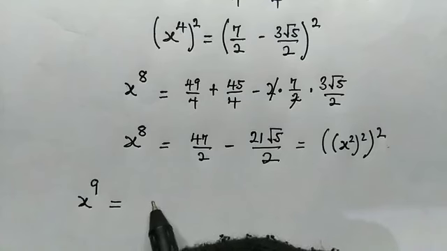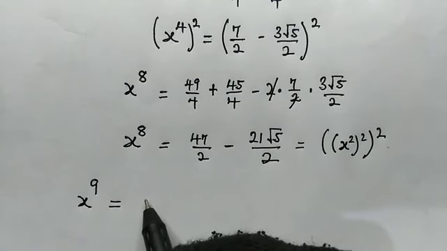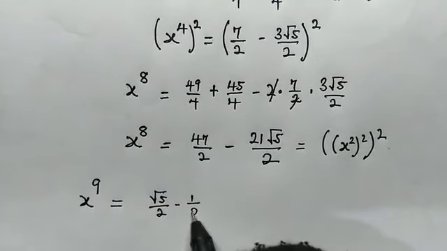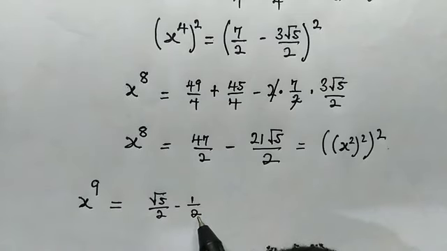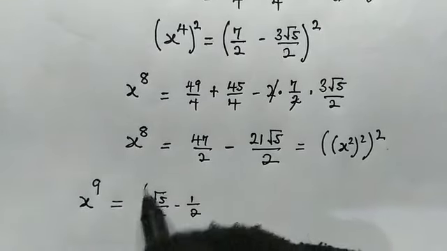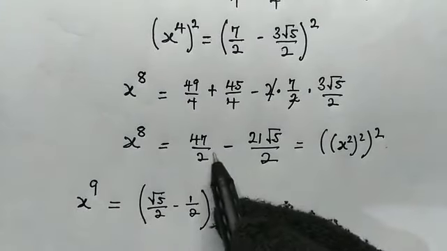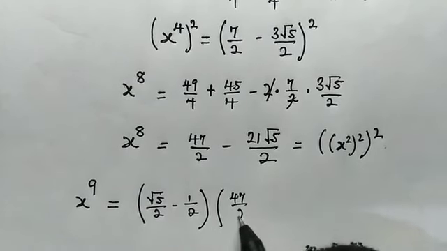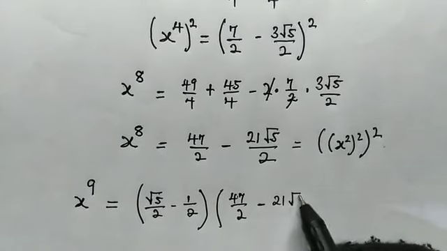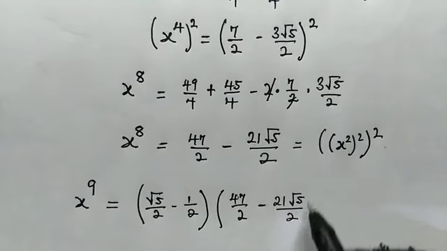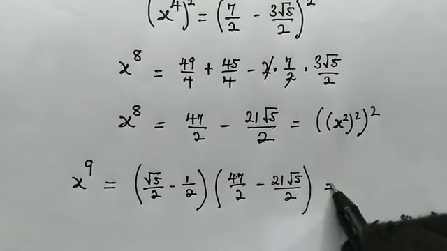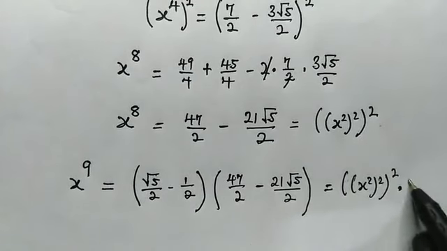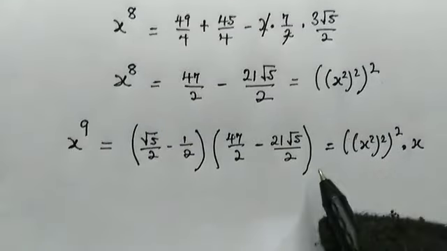X is equal to root 5 divided by 2 minus 1 over 2. So root 5 divided by 2 minus 1 over 2. So this is our x. So we are multiplying it by x to the power of 8 value, which is 47 over 2 minus 21 root 5 all over 2. So remember, this is equal to this which you have here, x squared, squared, squared, then multiply by x, which is exactly what we want.